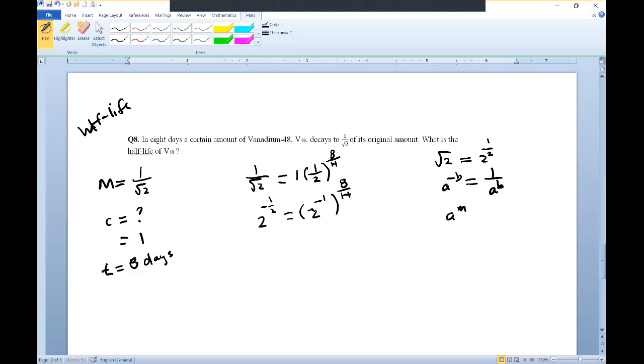And if you haven't been following along, hopefully you did your assignment. I like power rules a lot. So what I can do is multiply those exponents. I'll just take an extra step. And if the bases are the same, we can equate their exponents. So we get negative half is equal to negative 8 over h.